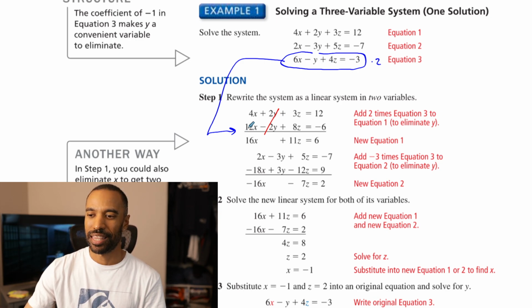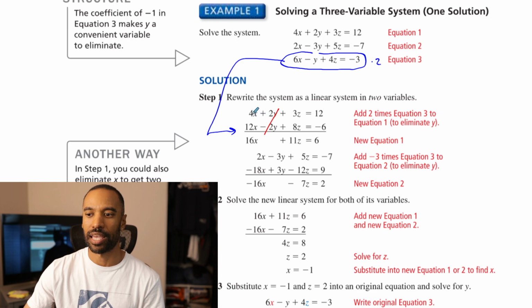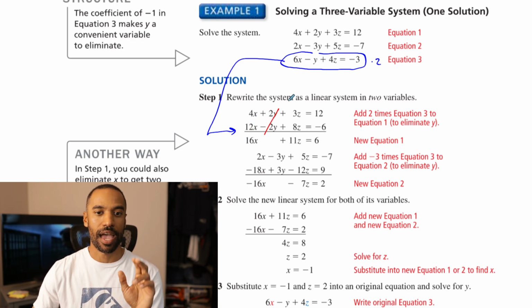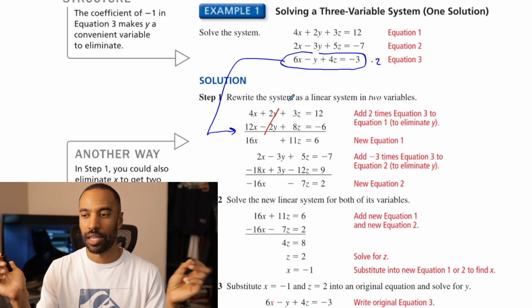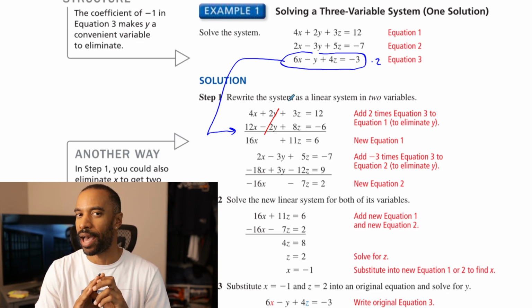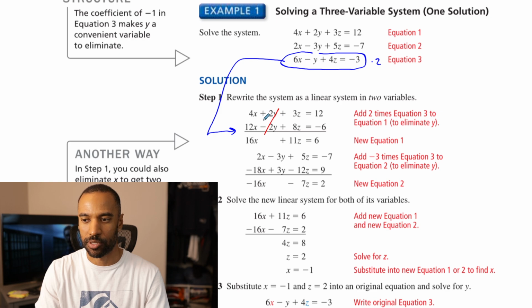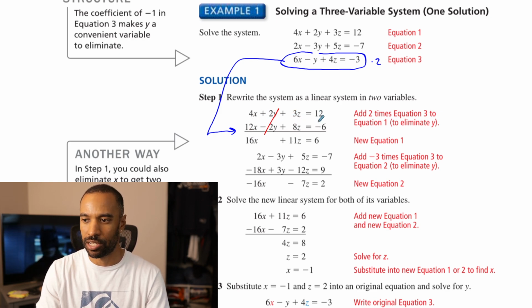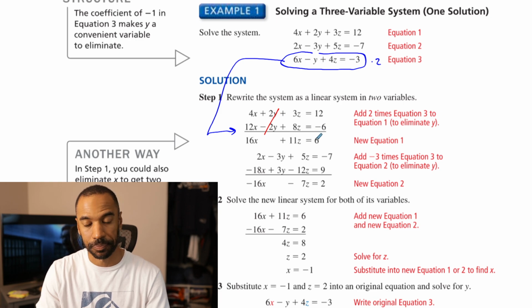Anyway, they did that to eliminate the y's, and they added down these lists. Now, if they ever end up subtracting down the list, guys, I'm always going to add. So I want to make sure these are always opposite signs. 4x plus 12x is 16x, 3z plus 8z is 11z, 12 plus negative 6 is 6.